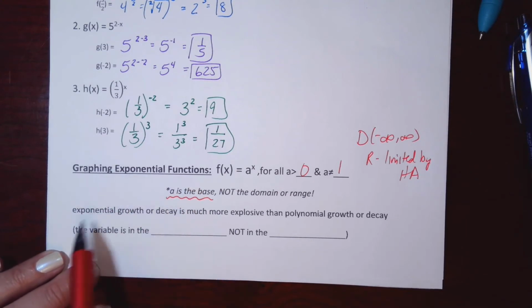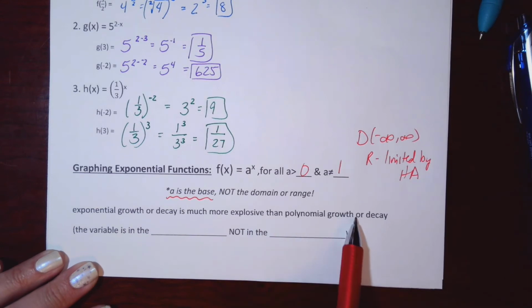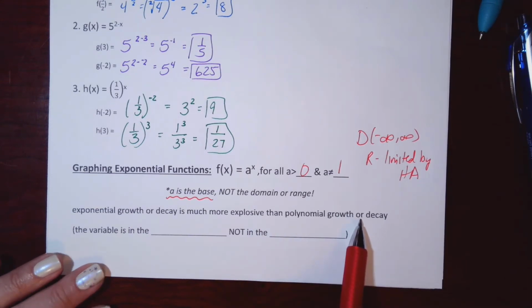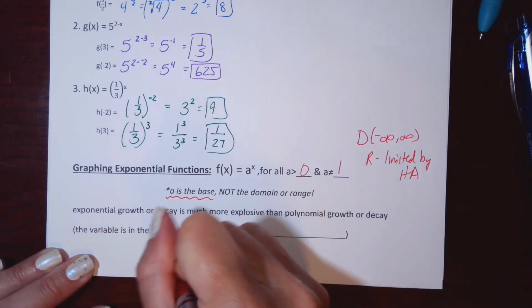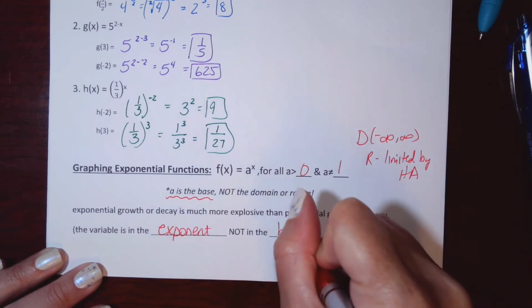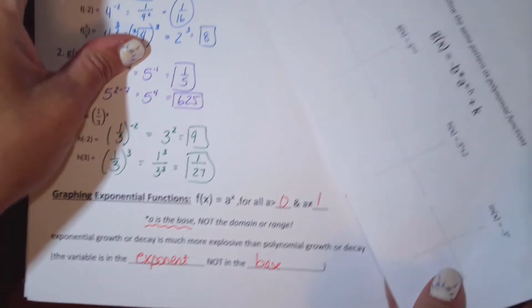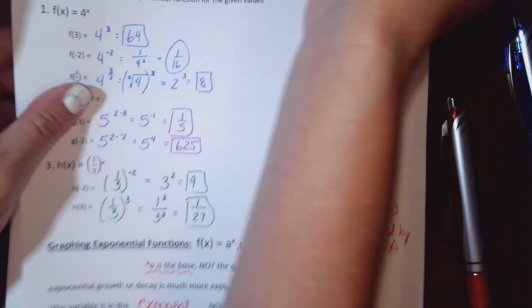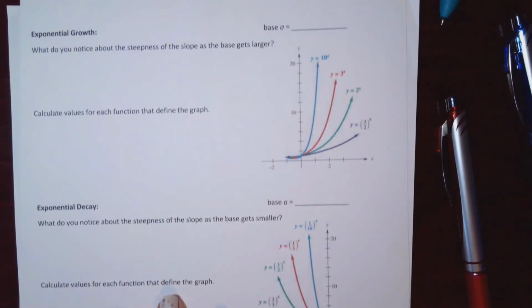My exponential function shows exponential growth or decay, and it's much more explosive than polynomial growth or decay. It means it moves up or down much faster than a polynomial function would. That happens because the variable in an exponential function is in my exponent, not in the base like it would be with a polynomial function. Okay, let's look at some examples of graphing exponential functions and what happens as our base changes.